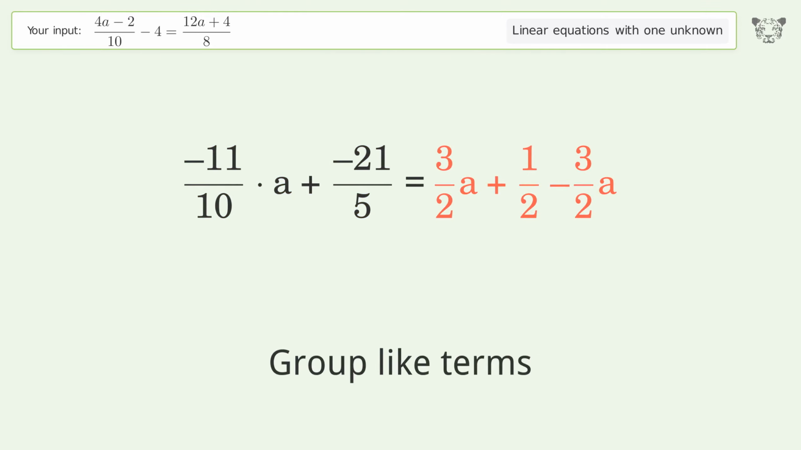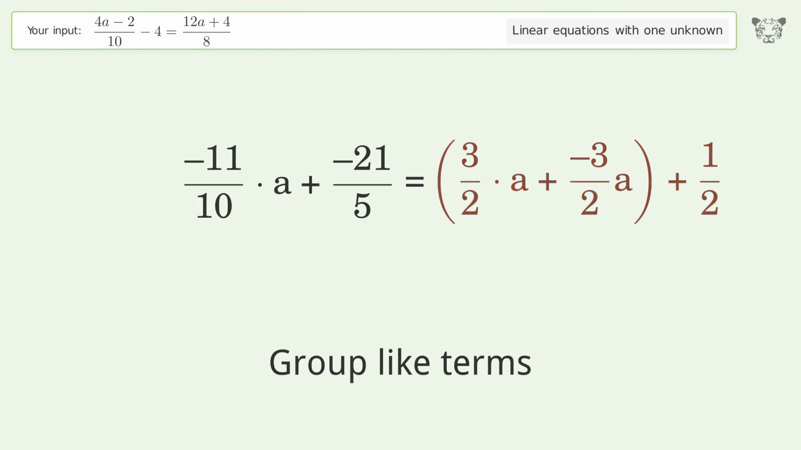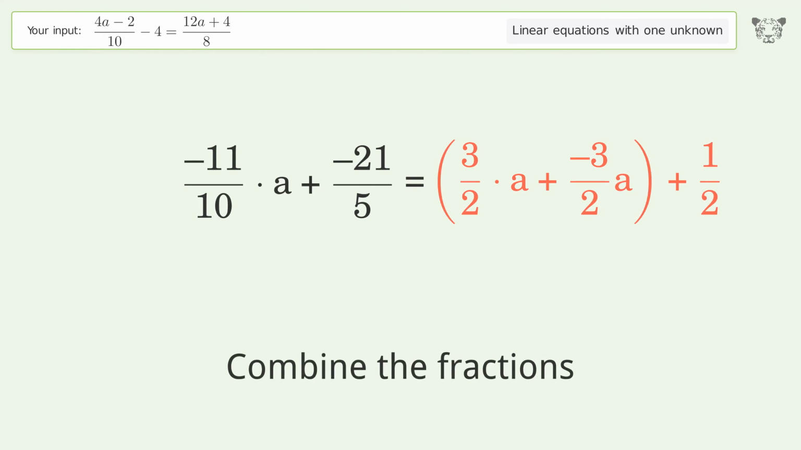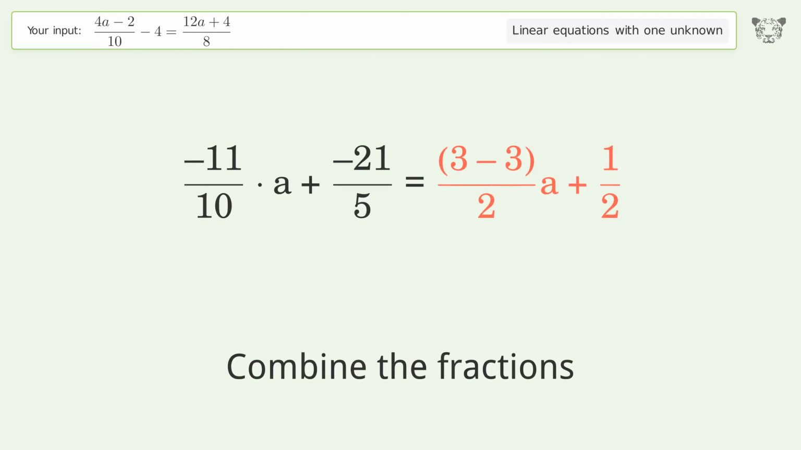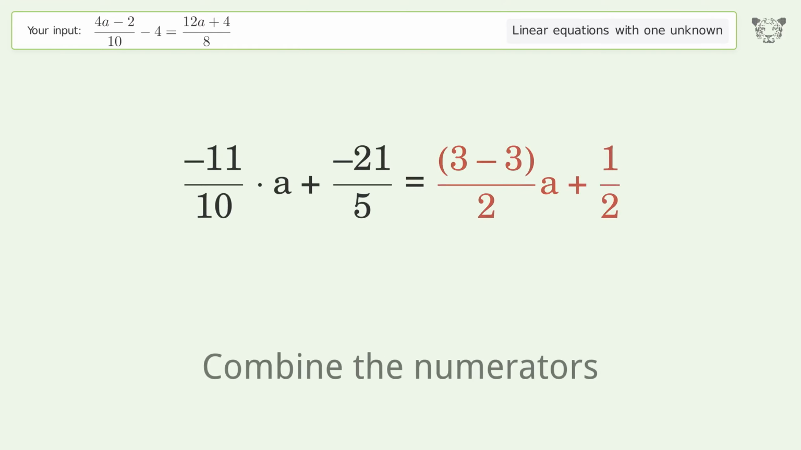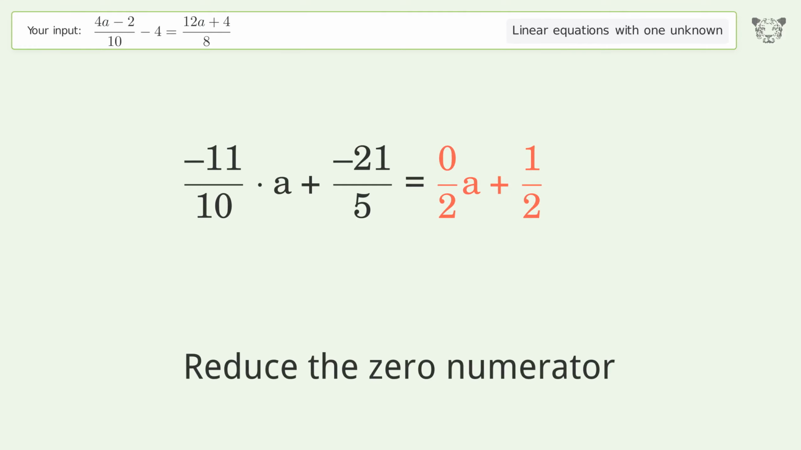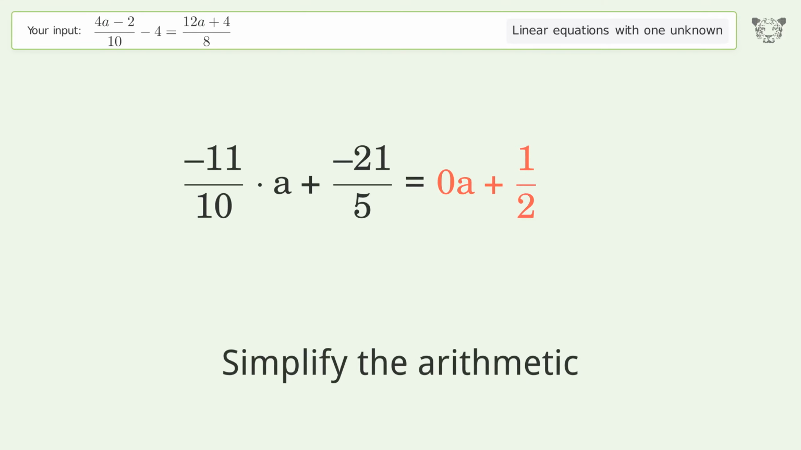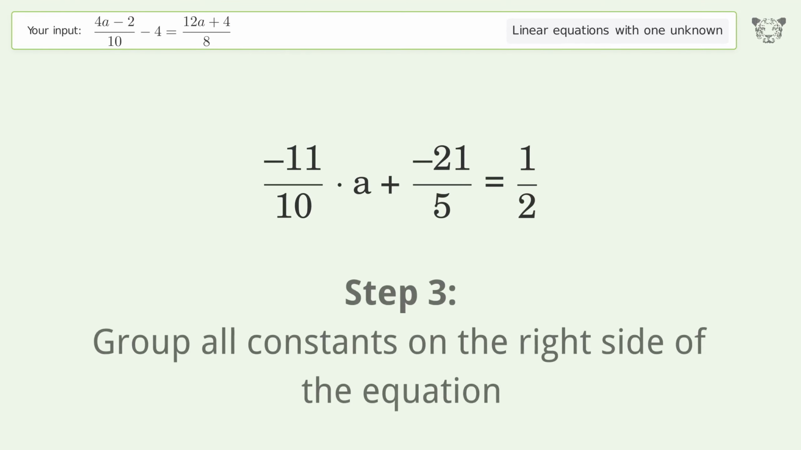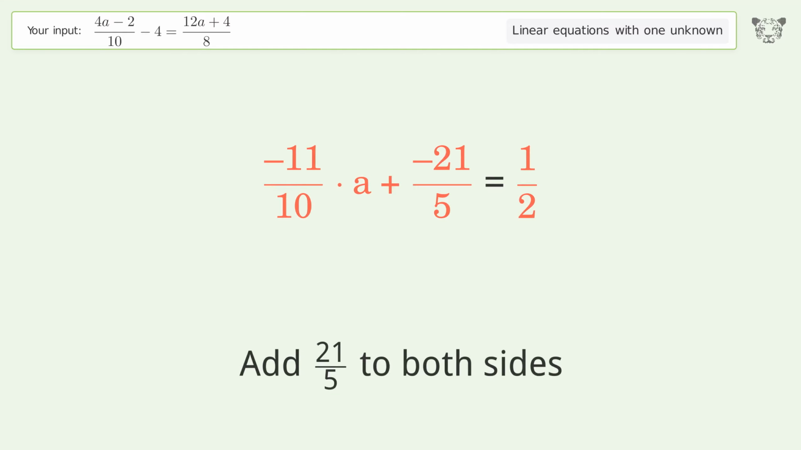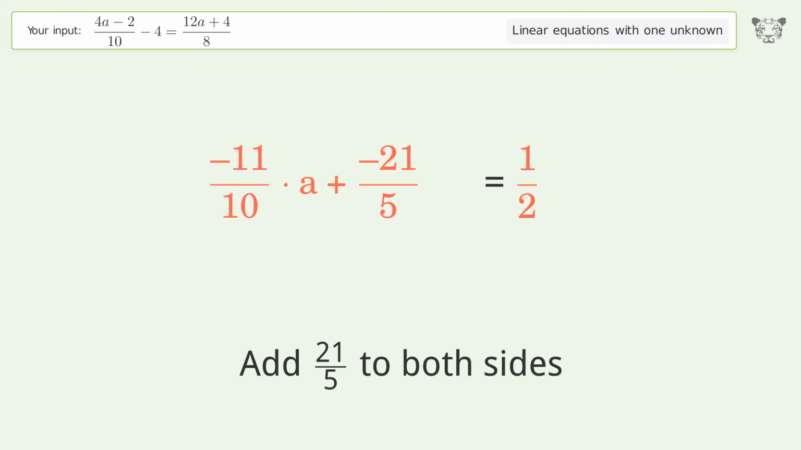Group like terms. Combine the fractions. Combine the numerators. Reduce the zero numerator. Simplify the arithmetic. Group all constants on the right side of the equation. Add 21/5 to both sides.